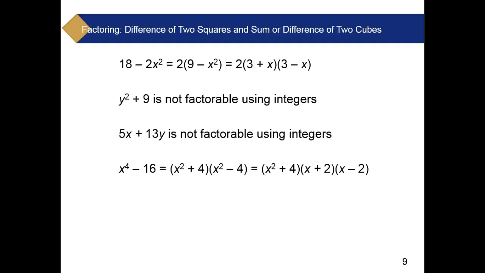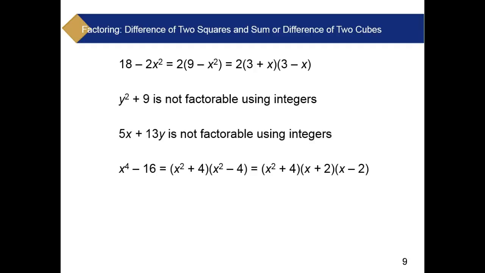Factor out a 2. What does that leave you with? 9 minus x squared, right? Are you through factoring? Why not? Don't forget your 2. How about 9 minus x squared? 3 plus x times 3 minus x. Very good. Okay, how about this one?